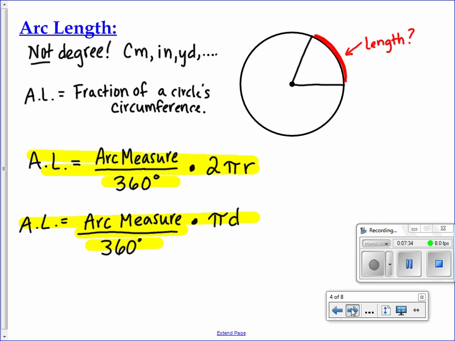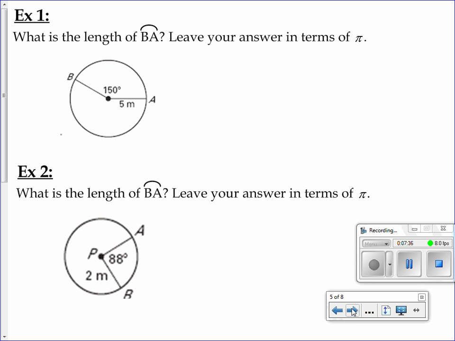So if you take a look at example 1, it says, what is the length? So again, looking for length of arc BA. And we're going to leave our answers in terms of pi. So we're trying to figure out the length of this arc. Notice how our units are in meters. So we're trying to figure out how many meters long is this arc.